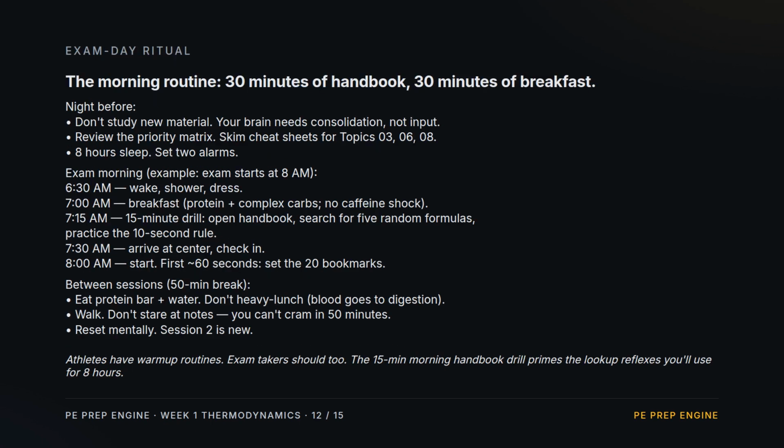Exam day ritual. Night before. No new material. Review the priority matrix. Skim cheat sheets for topics 03, 06, 08. Sleep 8 hours. Set 2 alarms. Morning, breakfast on protein and complex carbs. No caffeine shock. 15-minute handbook drill. Search 5 random formulas. Practice the 10-second rule. Arrive and check in. The handbook opens fresh, so your first 60 seconds set to 20 bookmarks. Between sessions, protein bar, water, no heavy lunch, walk, reset. Session 2 is a new exam.